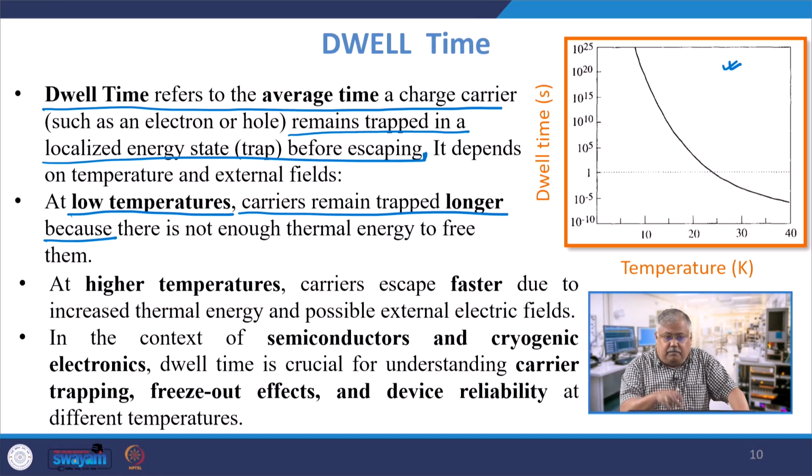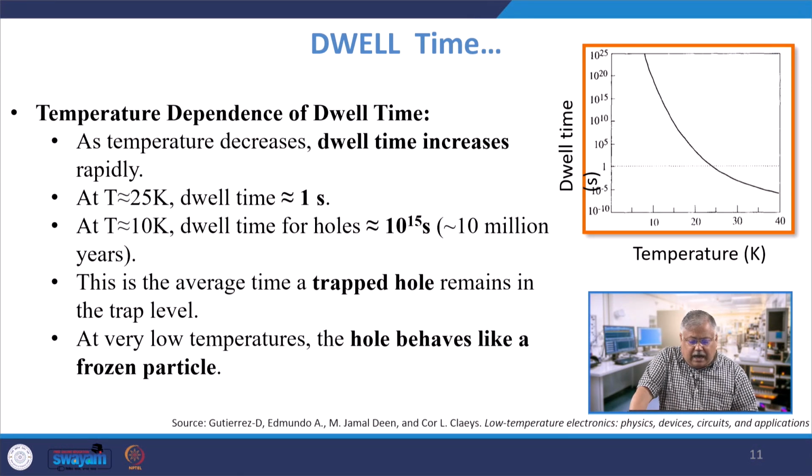When you do cryogenic electronics, this dwell time is of great importance, because it tells you how the freeze out effects get affected, and the overall reliability of the device at different temperatures is given by the dwell time. So, dwell time is one factor which is important to understand the freeze out effect. As the temperature decreases, the dwell time increases rapidly, and typically around 25 Kelvin the dwell time is around 1 second.